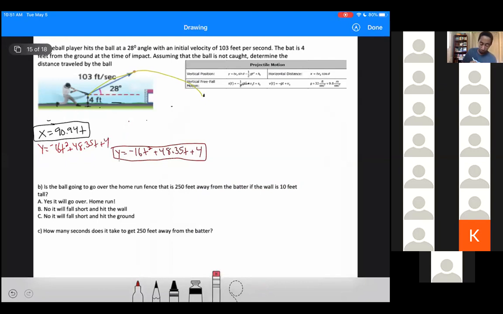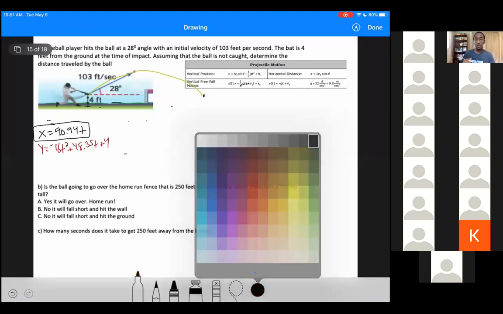Okay. So those are the equations we need. That's not going to change. We're still working with the same graph here. Okay, so part B. Is the ball going to go over the home run fence that is 250 feet away from the batter if the wall is 10 feet tall? So it would help to draw a picture here. We're still working with the same ball being hit.